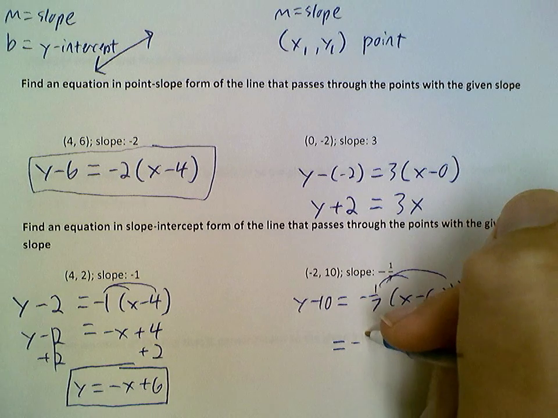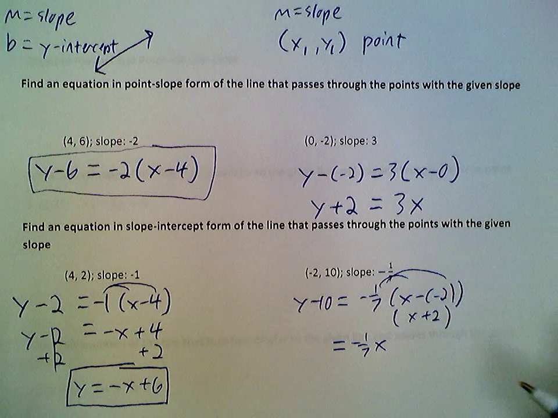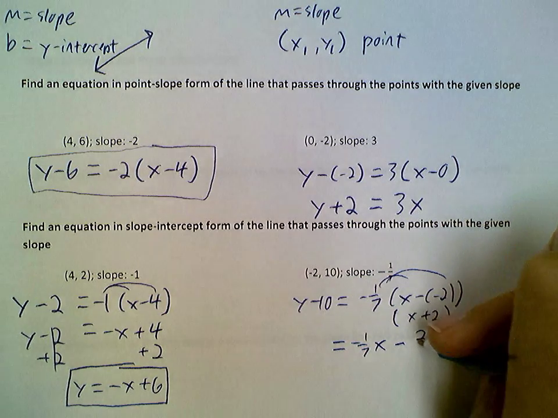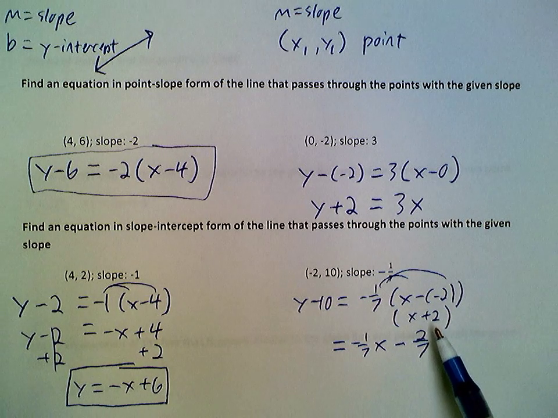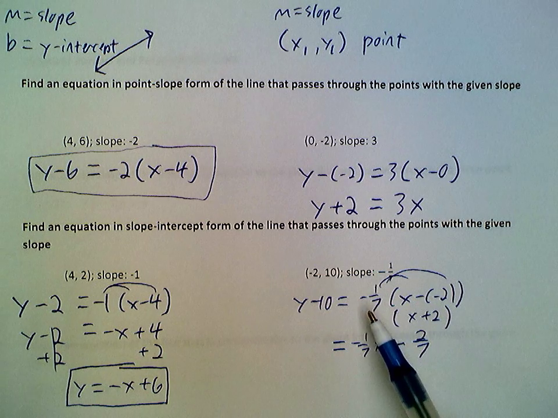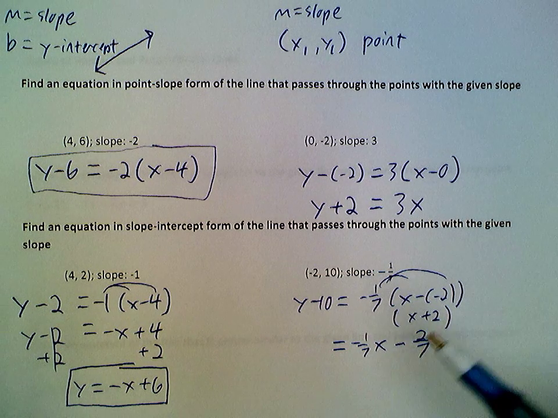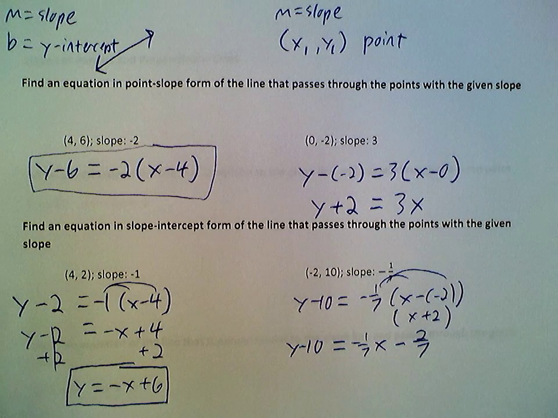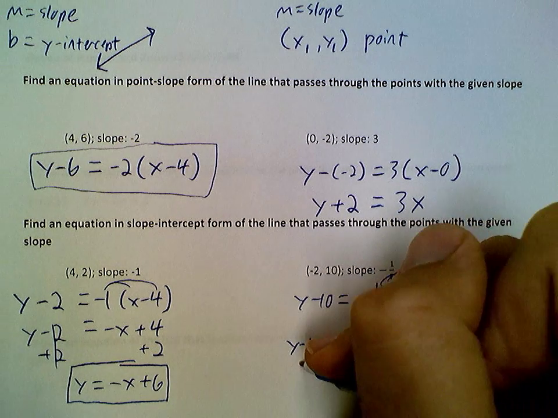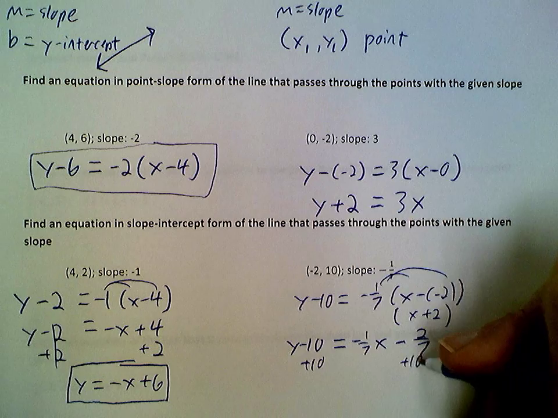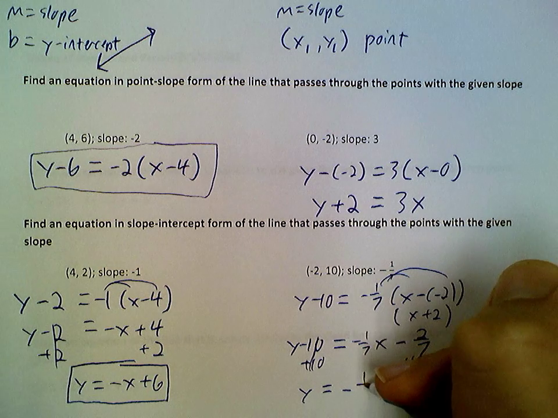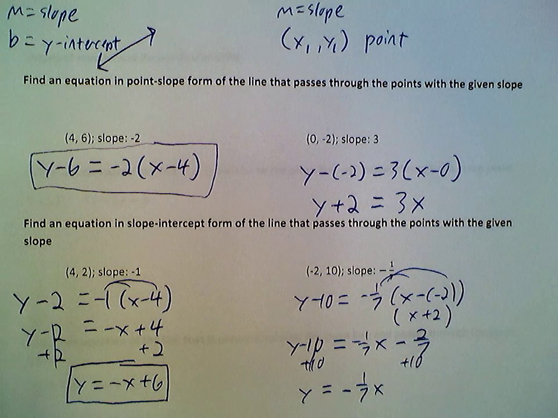So negative 1/7 x, and then negative 1/7 times positive 2 becomes minus 2/7. When you multiply fractions, just think of 2 as 2 over 1. 2 times 1 is 2. 1 times 7 is 7. So minus 2/7. And then I still have y minus 10. Now to get the y by itself, to finish this off, I'm just going to add 10 to both sides. So that'll cancel. So I get y equals negative 1/7 x. Now you've got 10 minus 2/7.